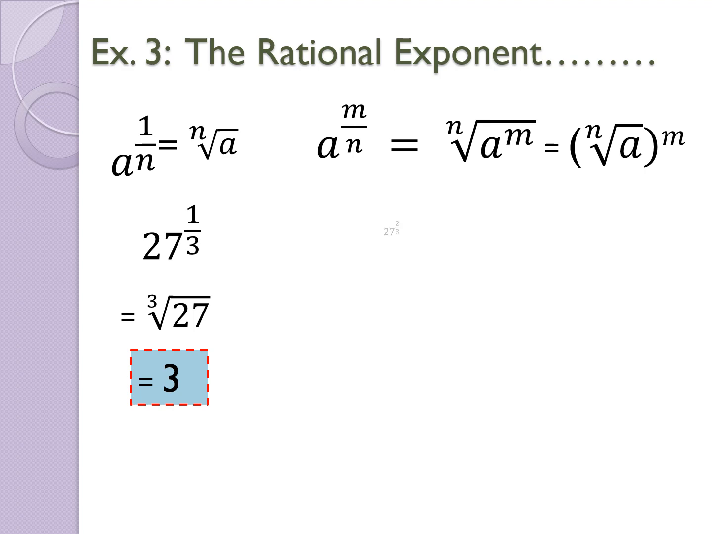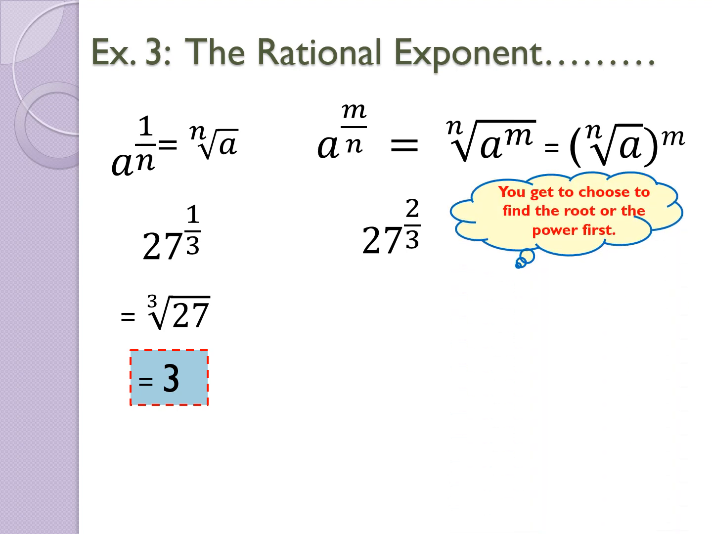Now I will tell you going forward that you will not be allowed a calculator on this test. So it's just going to depend on the situation and the problem. Sometimes you might do it one way and another time the other way. It's a problem by problem basis. So take, for example, 27 to the 2/3 power. Using my rule, 3 is my index, so it's the cube root, and 2 is my exponent. So we get to decide, do we want to find the root first or the power first?